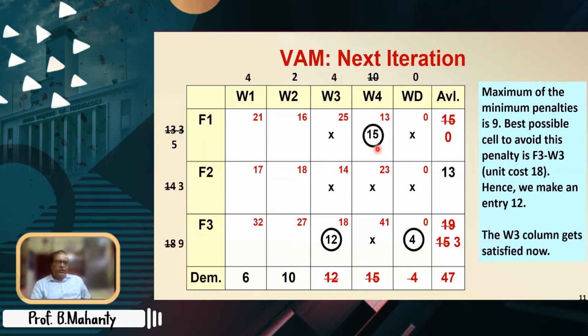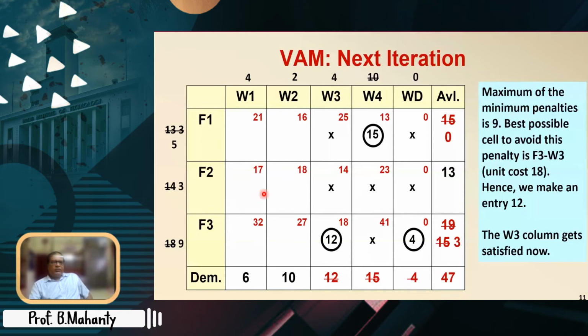So what we have done, we have crossed out the column, but we did not cross out the row, and we put that 0 availability here. Normally we don't do it, but because the row and column both got satisfied simultaneously, we cross out only one and we put a 0 in this. Good. So now the maximum of the minimum penalties are recomputed after putting this 15. So what are those penalties now?